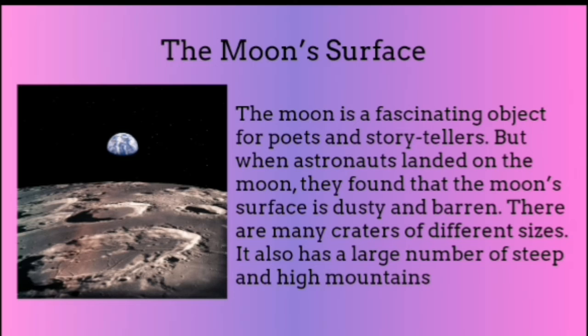Now, let us learn about the moon's surface. The moon is a fascinating object for poets and storytellers. But when astronauts landed on the moon, they found that the moon's surface is dusty and barren. There are many craters of different sizes. Crater means a large stone. It also has a large number of steep and high mountains like we have on our Earth. So isn't it wonderful?